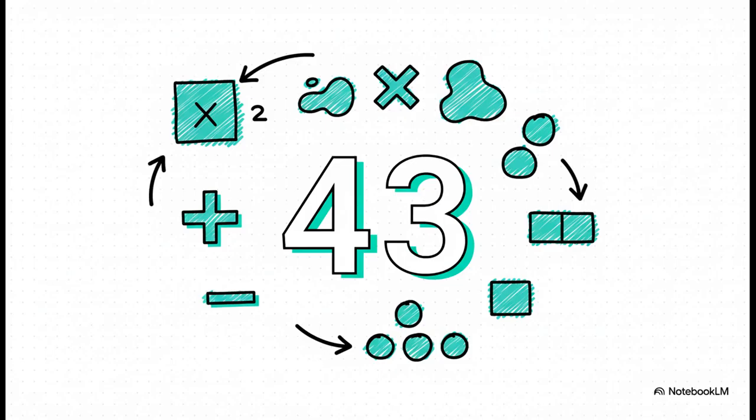You would have done 4 squared to get 16, then multiplied by 2 to get 32, then you added 3 times 4, which is 12, and finally subtracted 1. You're getting the hang of this.